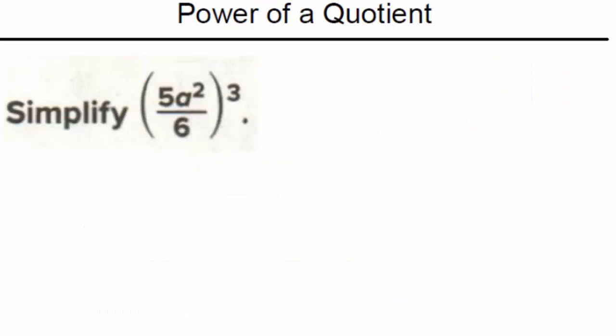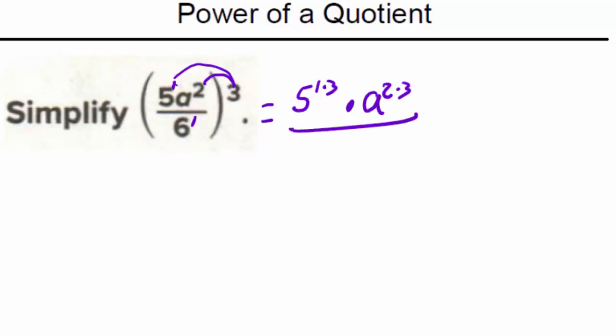All right, so we've got power of a quotient. Let's do this quick example. So this 3, remember these have 1s on them. The 5 and the 6 have a 1 on them. The a has a 2, so this 3 is going to be distributed here. So 5 to the 1st times 3, that's the power to a power rule, times, and then I've got 3 distributed to the a, so a to the 2 times 3 power, over, and then I'm going to take the 3 and also distribute it to the numerator. So that gives you 6 to the 1 times 3. So our final solution would be 5 to the 3rd, a to the 6th, over 6 to the 3rd.